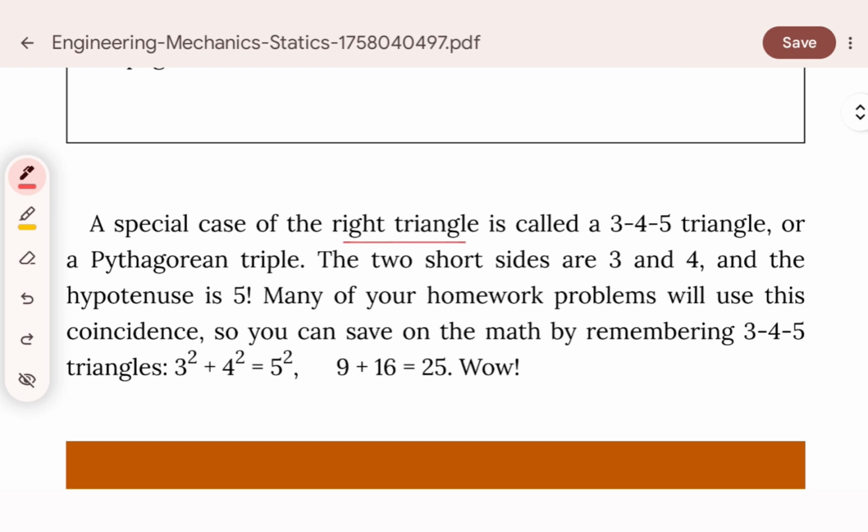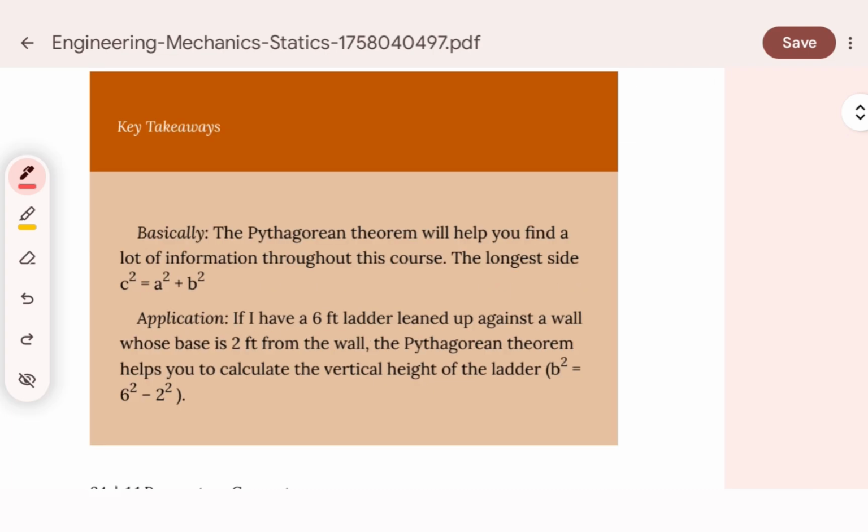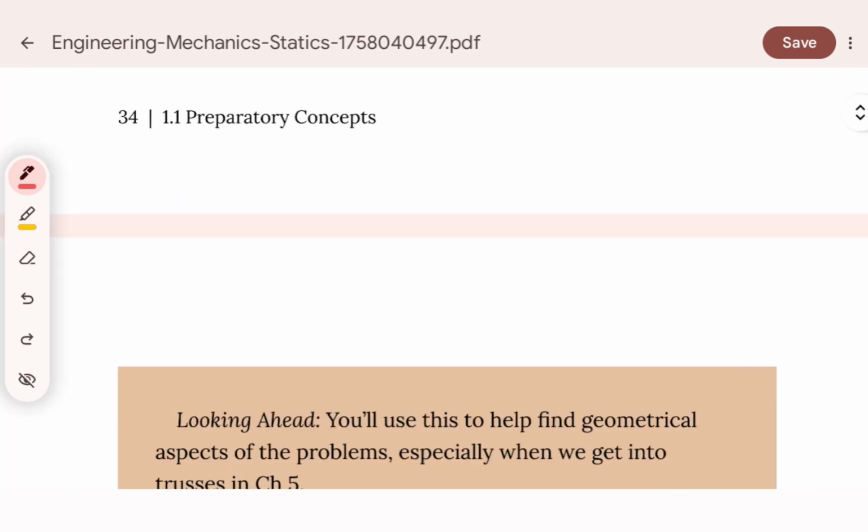right triangle where the sides are 3, 4, 5. So if one side of the triangle is 3 and the other side is 4, automatically the hypotenuse is 5. We call it the 3, 4, 5 triangle, or the Pythagorean triple. The two short sides are 3 and 4, and the hypotenuse is 5. All right, so that's a special case of a triangle.